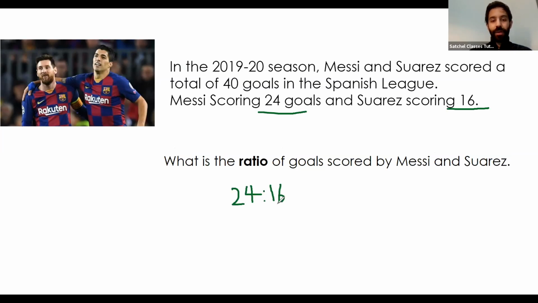And that would simplify, we can divide both of them by 8. So that's going to be a ratio of 3 to 2. At a close glance, we can see Messi scores more goals than Luis Suarez does. Or in other words, for every 2 goals Suarez scores, Messi will score 3. Okay, moving on.